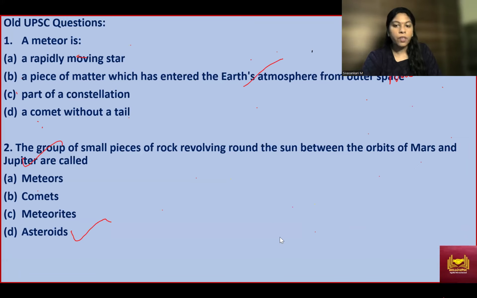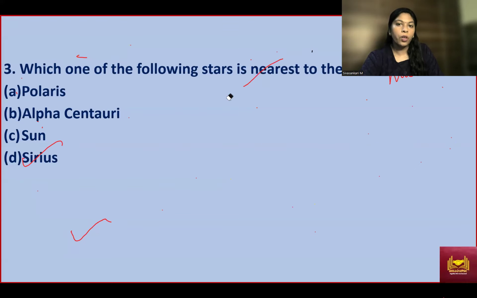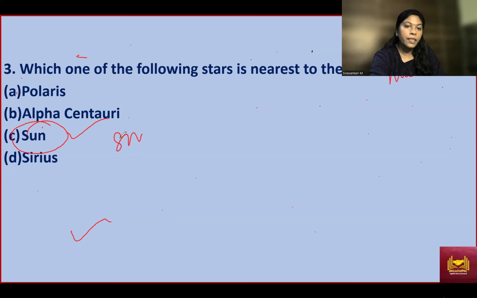Next question. Which of the following stars is nearest to the Earth? Nearest to the Earth. They are not asking nearest to the sun, so you have to be very careful. It is the sun. The sun only is very near. Nearest to the sun is Alpha Centauri, but nearest to the Earth is the sun only. Light takes around 8 minutes to travel from there to here. But from Alpha Centauri, we have seen that it takes almost 4 years to reach. Then we'll go to the next question.